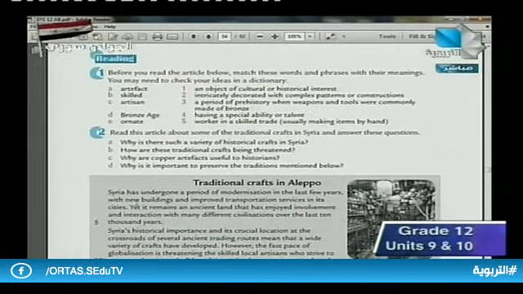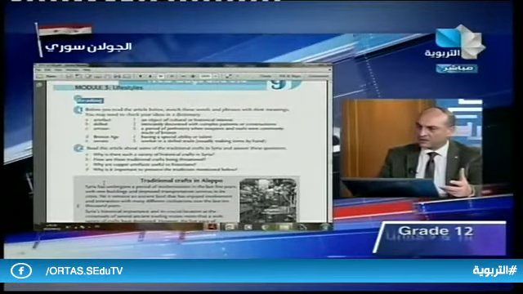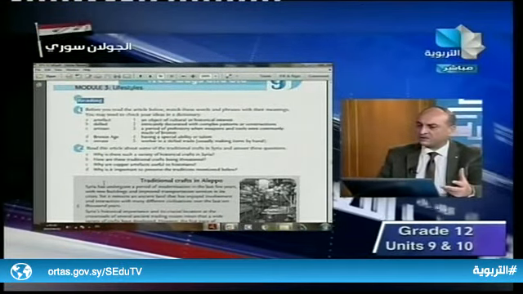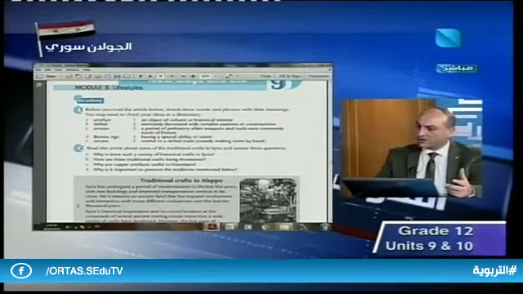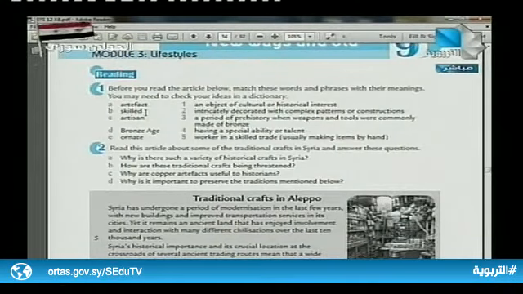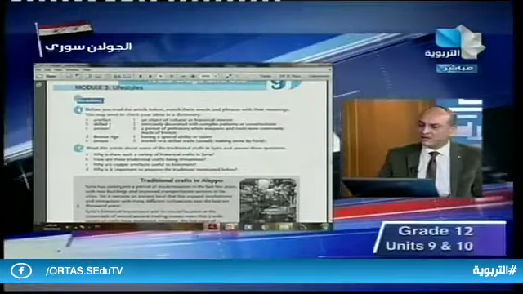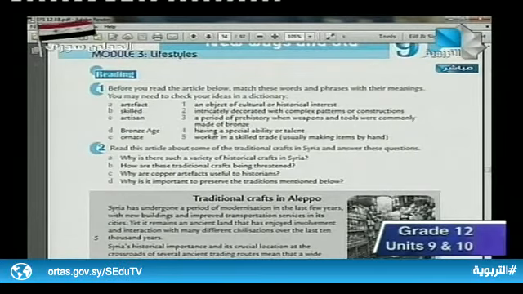Thank you. Let's go back now to some words at the top of page 52. We have in exercise one a number of new vocabulary. As we said, artifact means an object of cultural or historical interest. And the word skilled, Mr. Mazin: when we say he is a skilled person or a skilled craftsman, he is talented and skillful, having a special ability or talent.